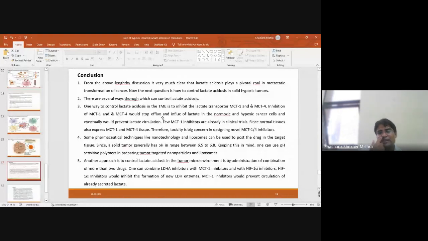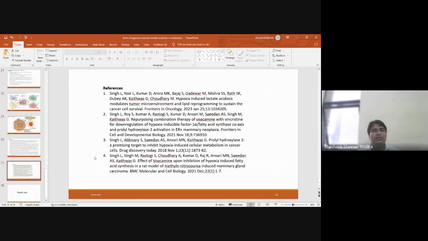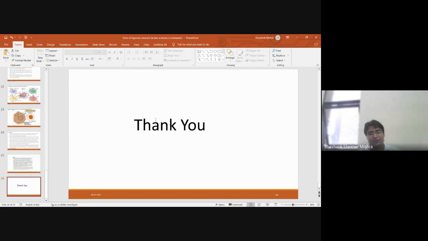Another most important target is LDH inhibitors. Currently, various LDH inhibitors are already in clinical trials. In the future, various drugs will be available which will be acting on the LDH enzyme and MCT receptors. So, with these words, I want to say that metastasis of ovarian cancer can be prevented by just stopping the lactate circulation in the tumor microenvironment. So this is the literature that I followed. These are my papers that I have published, and thank you.